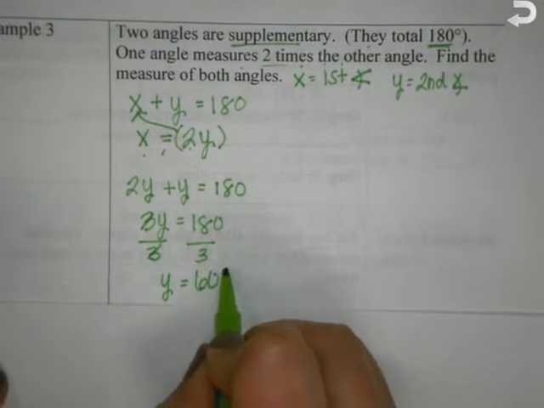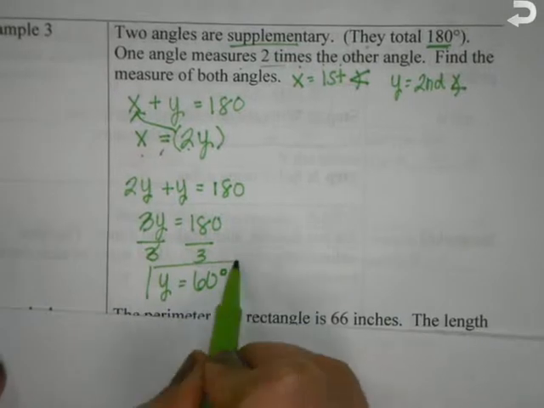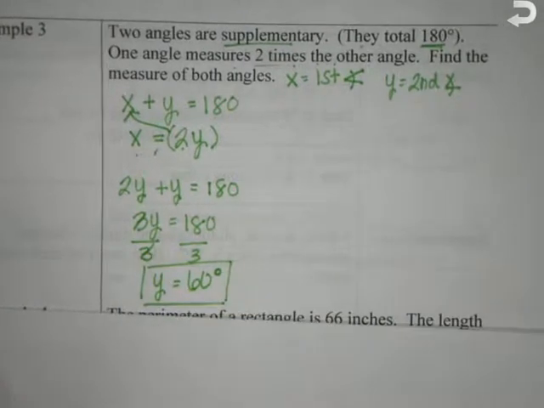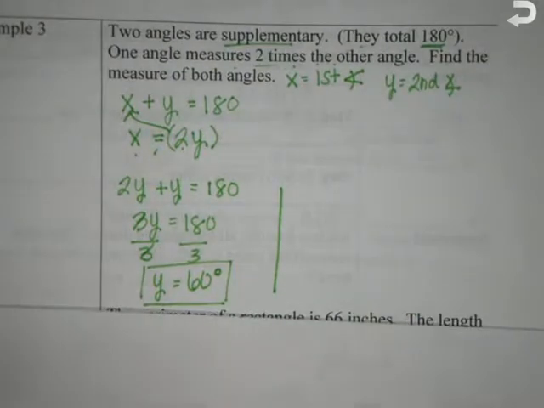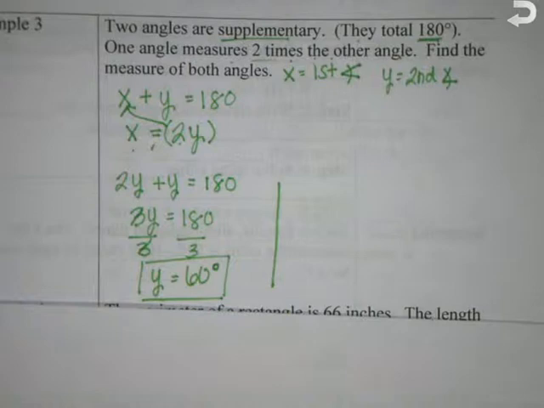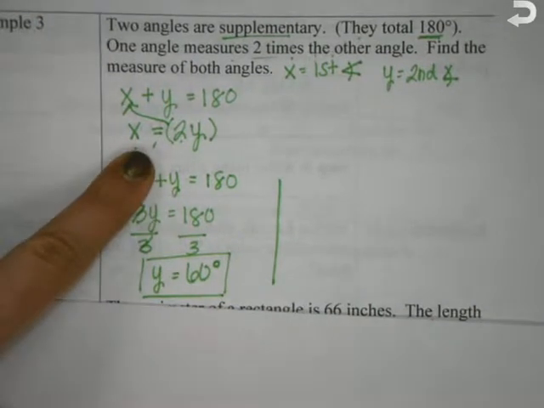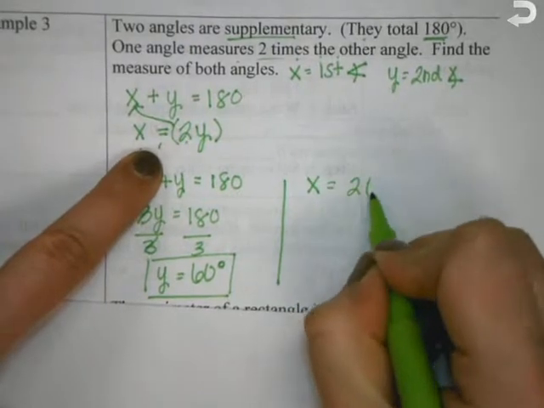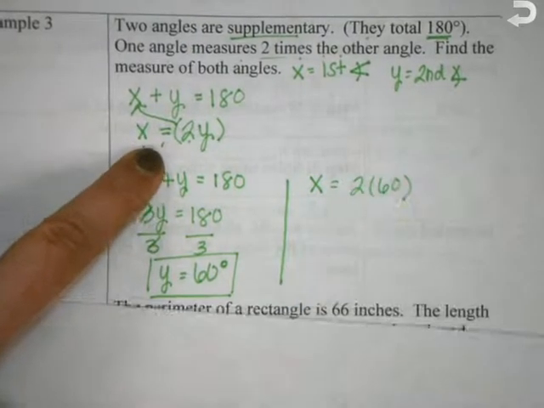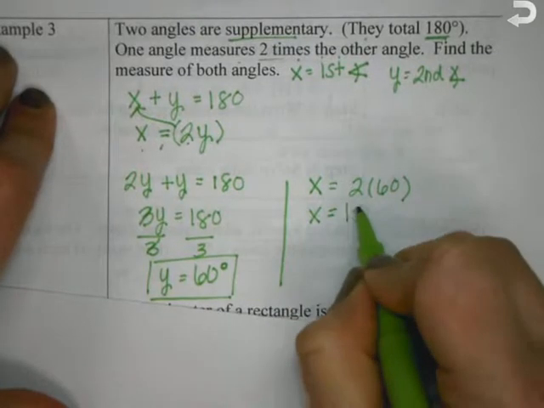That's one angle. How do I find the second one? Plug it in. What do you want to plug it into, first or second? Let's do the second, because x is already by itself. X is already solved for. So x equals 2 times 60. So x equals 120 degrees. And we can keep those separate too, because they're two separate angles.